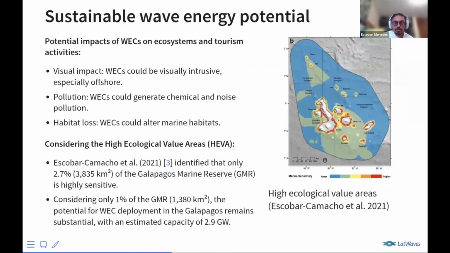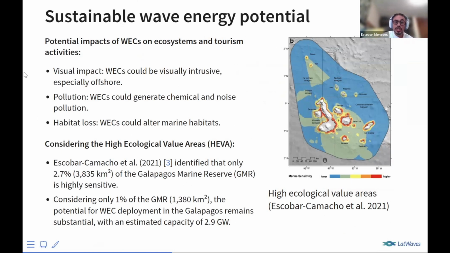As sustainable wave energy potential, we know that the islands are an ecologically rich archipelago that was declared a heritage site by UNESCO in the 80s. These ecosystems have high levels of endemic species, so it's very important for conservation.